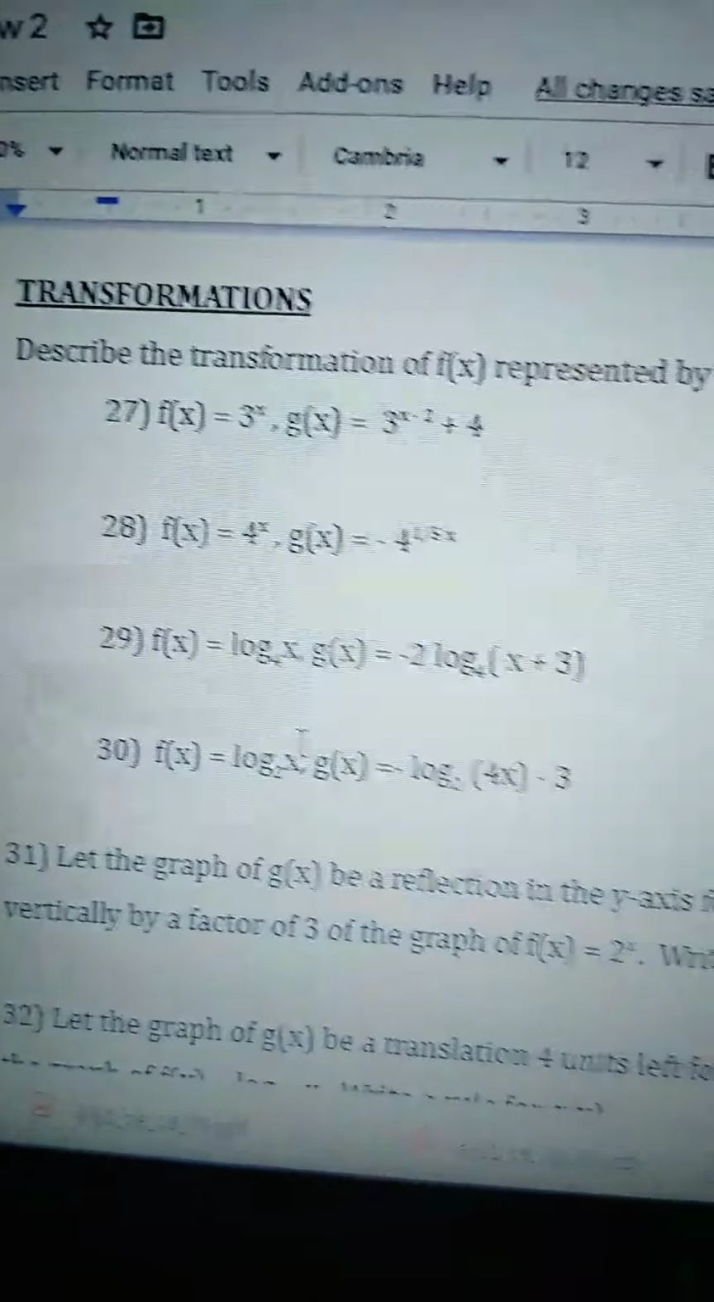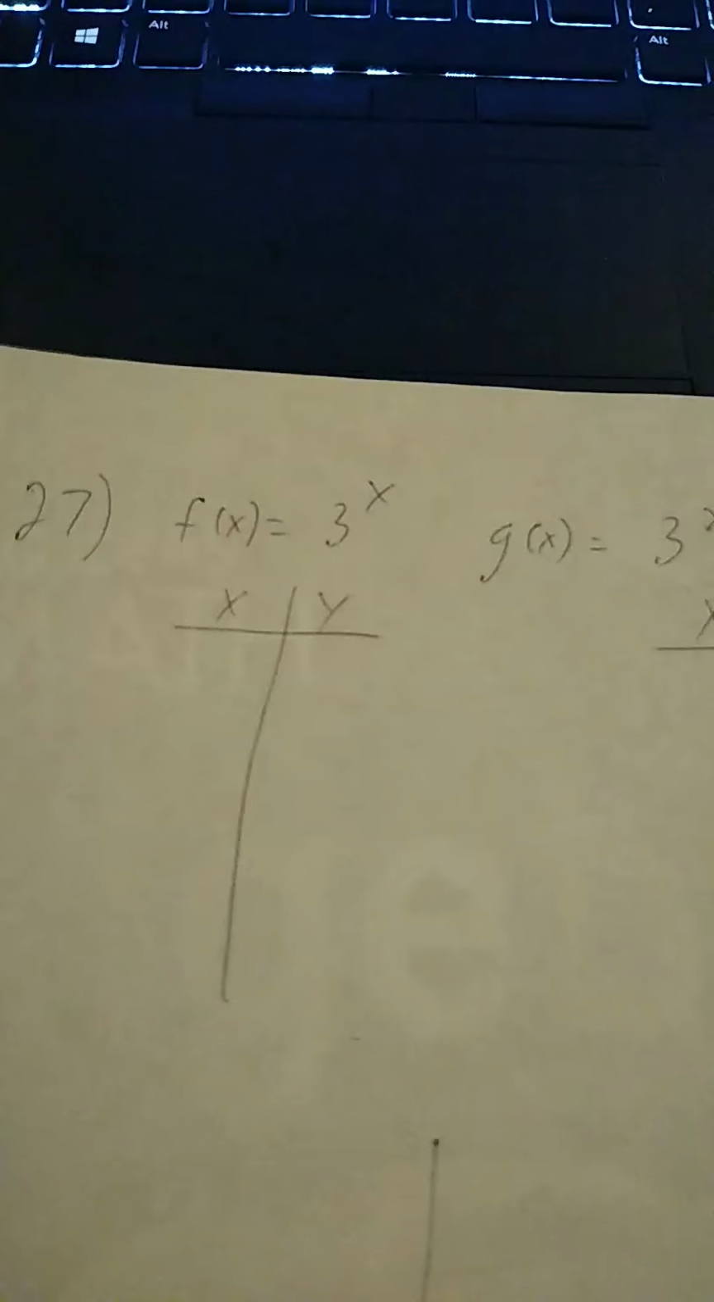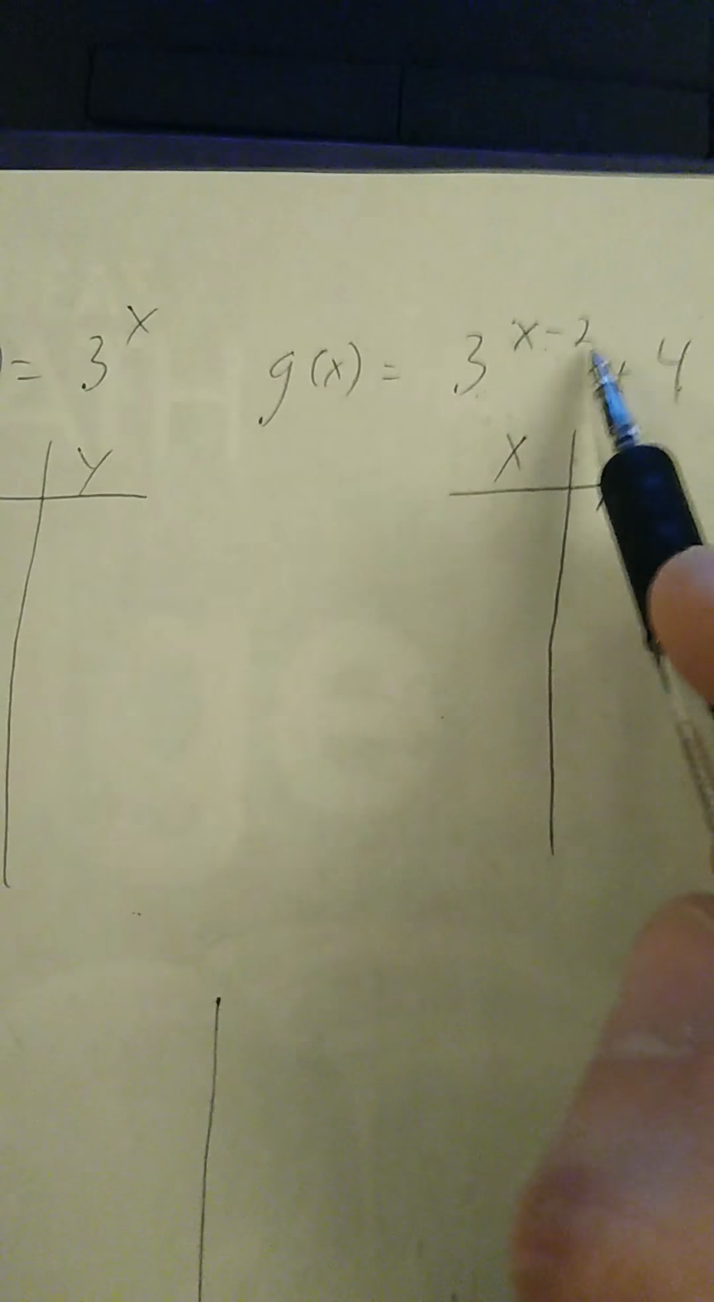All right. Next section is going to ask us to graph and identify transformations. We're just going to do a couple of these. Let's start with number 27. It gives us f of x equals 3 to the x, and it gives us g of x is 3 to the x minus 2 plus 4. So we're changing two things. We're moving right 2 and we're moving up 4.